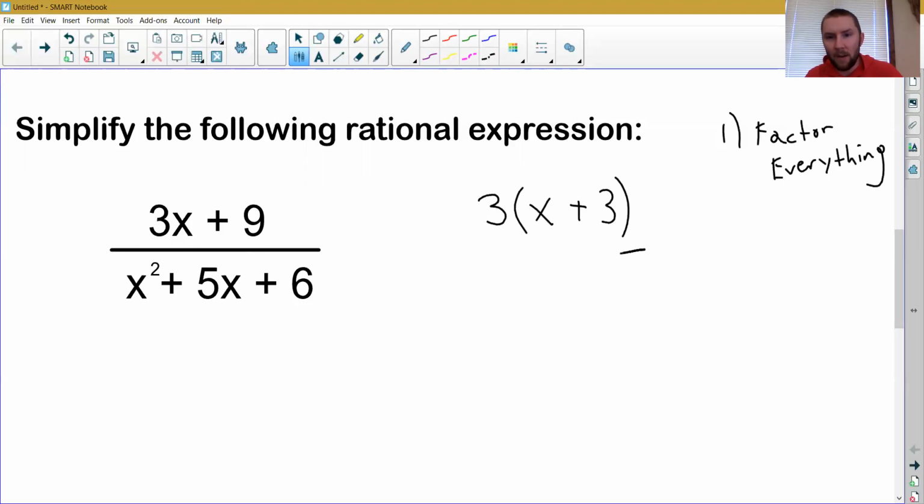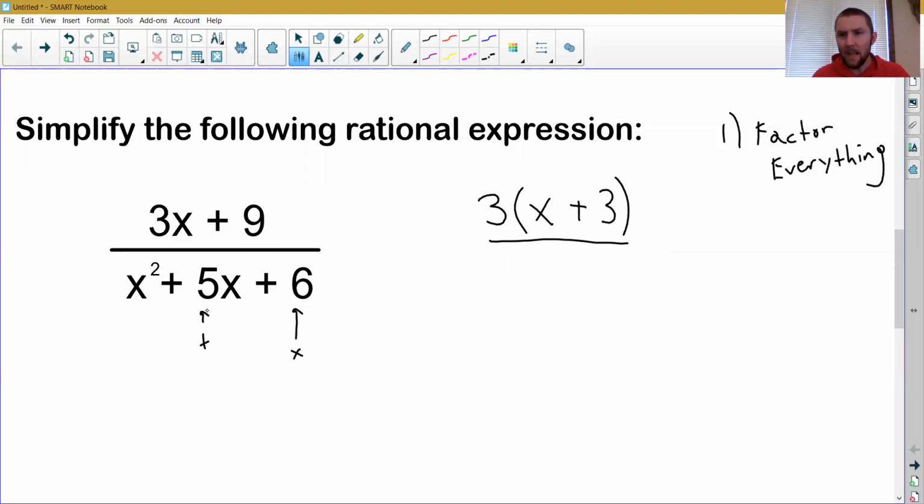Now I'm going to do exactly the same thing for the denominator. The denominator is a quadratic trinomial, and we've been factoring these in the past two chapters. In this one, there's no number in front of x squared, so we're just doing our multiply to 6 and add up to 5 sort of factoring. I need to find two numbers that multiply to make 6 and add up to make 5.